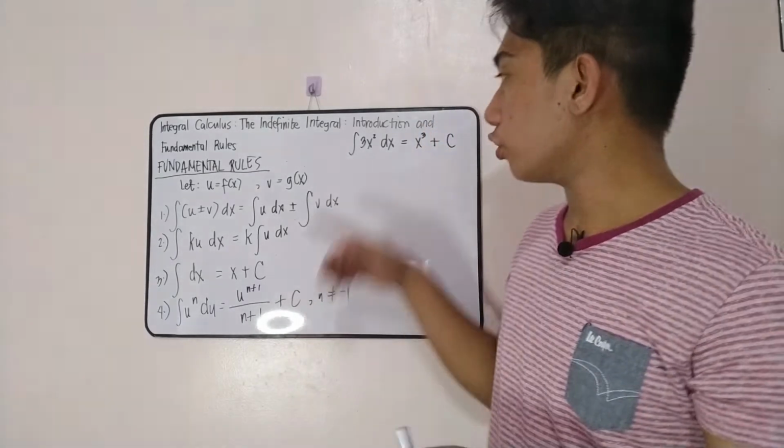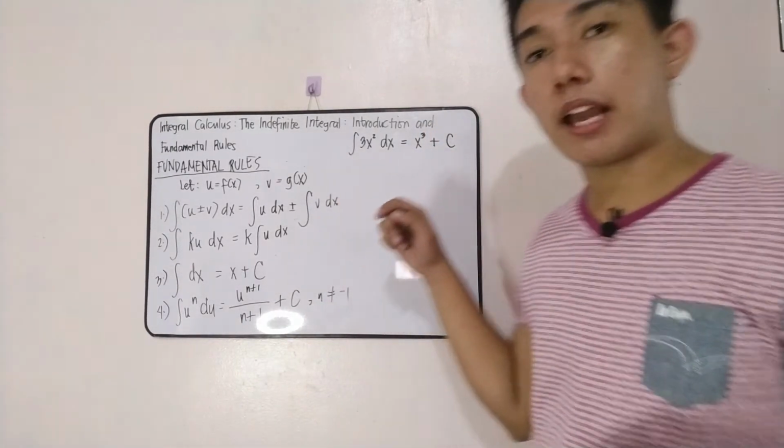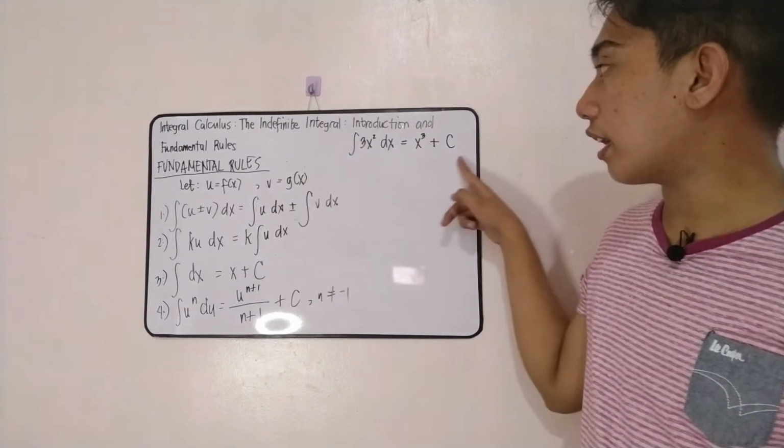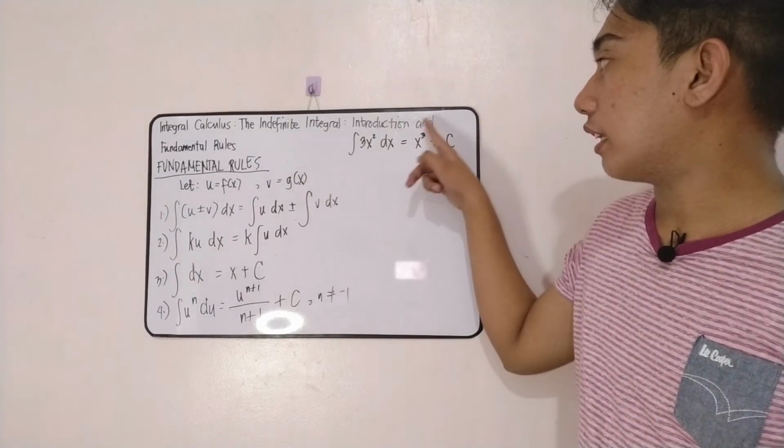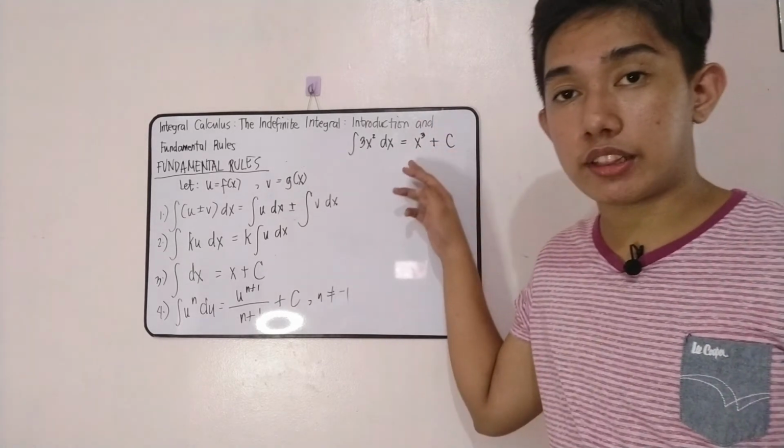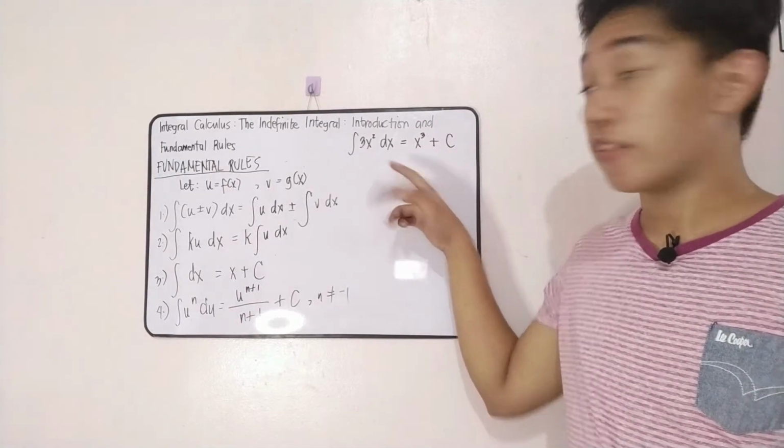So, recalling this from earlier, this is the original function. And this is what we call the antiderivative of this function.